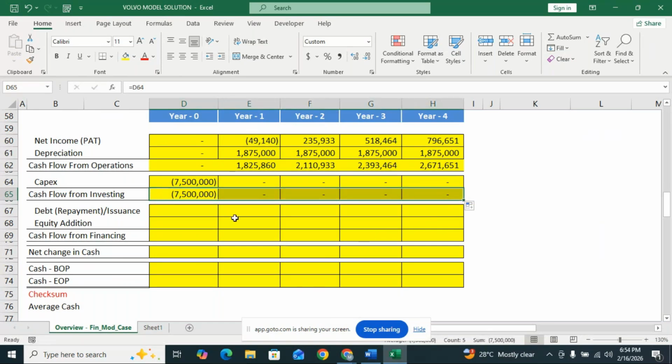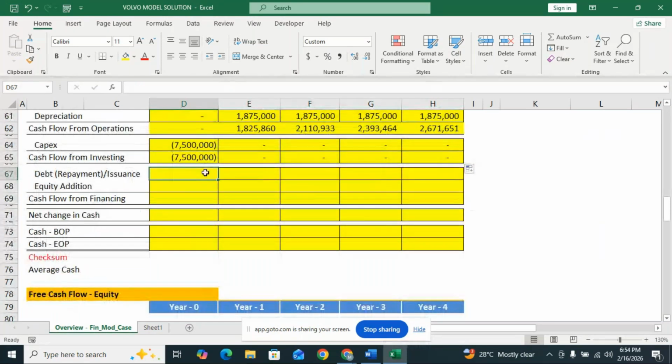So complete your cash flow from the investing activities. Next is debt repayment or issuance.